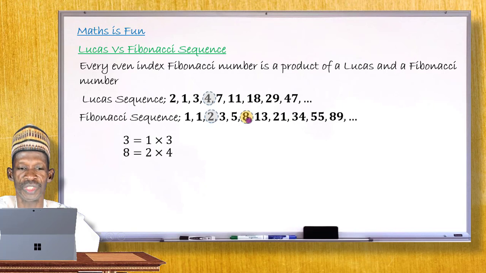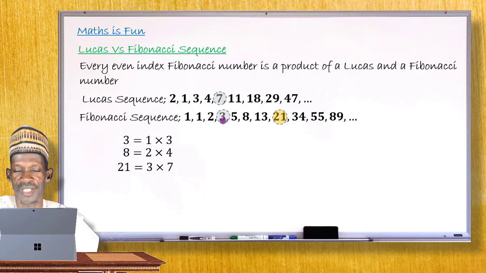So any term you take in your Fibonacci, if it is in a particular position that is even, then that number will be a product of two numbers, one coming from your Fibonacci, the other coming from your Lucas sequence. Let me just take one more. I take 21. 21 is in position 8, and 8 is even. So this 21 is the same thing as 7, one of the Lucas terms, multiplied by 3, one of the Fibonacci terms. It gives me this term at position 8.